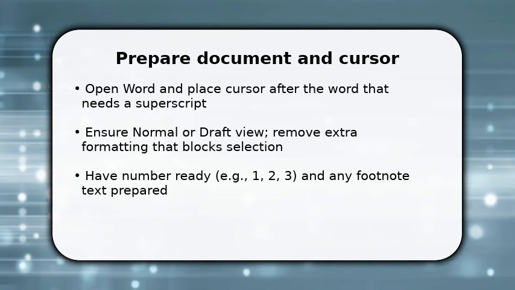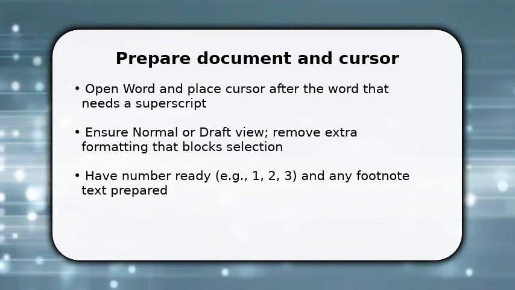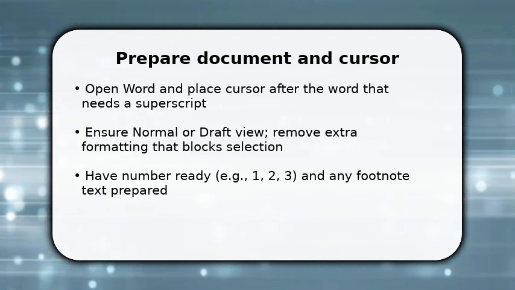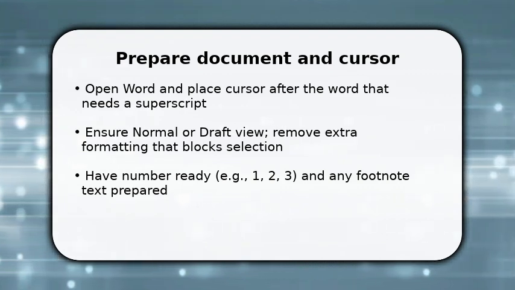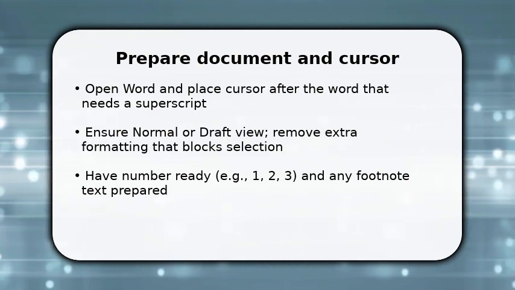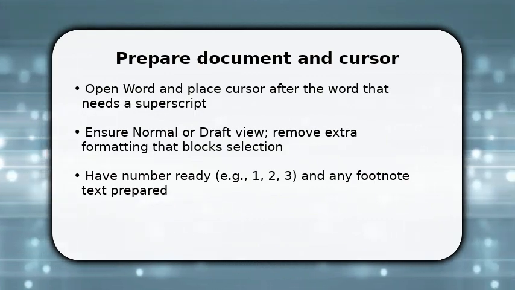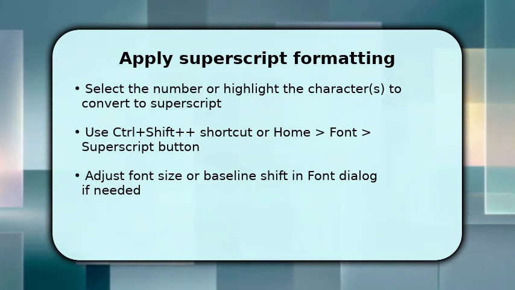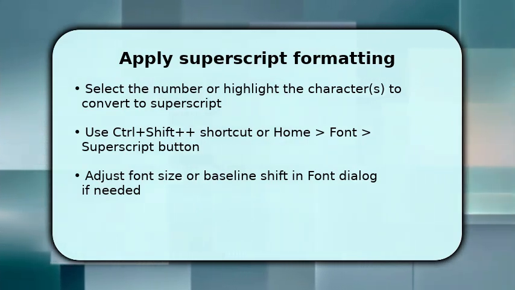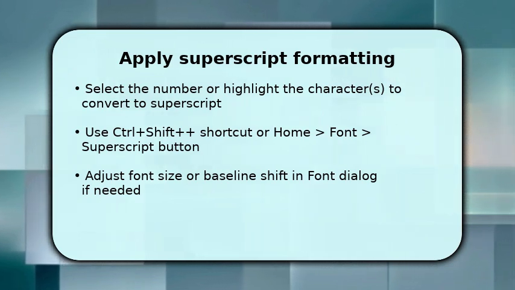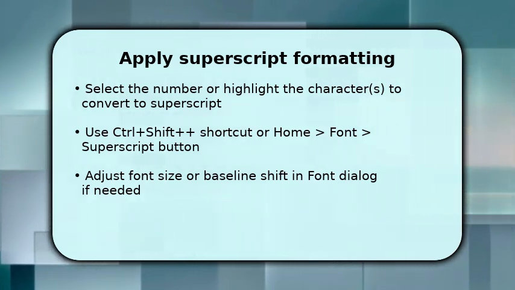If you'll add multiple superscripts, collect your numbers now so you can apply the same style consistently across the document. Next, convert that digit into a true superscript. Highlight the number you typed and press Ctrl plus Shift plus plus to toggle superscript immediately. Alternatively, go to Home, open the font group and click the superscript icon.